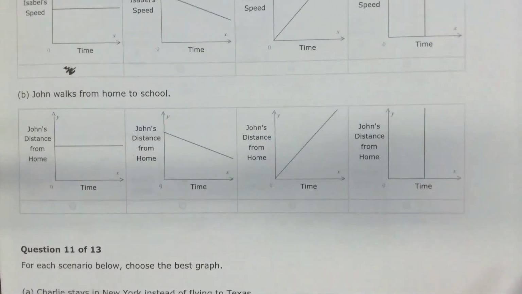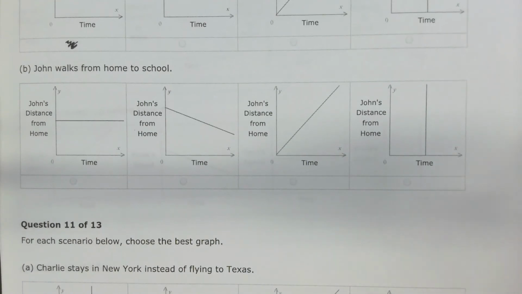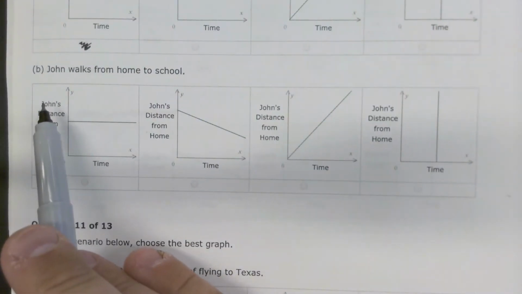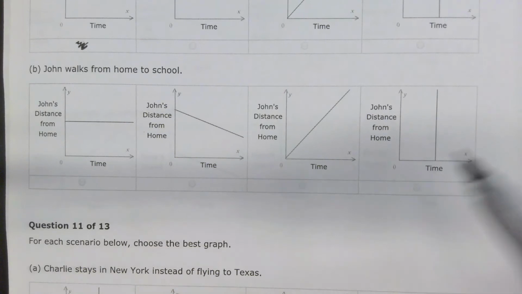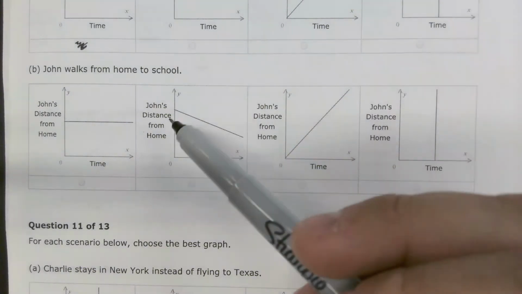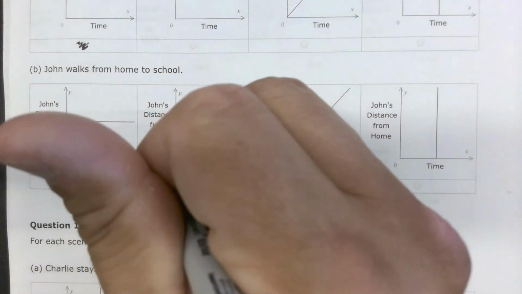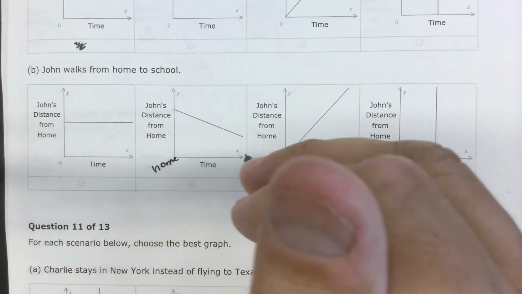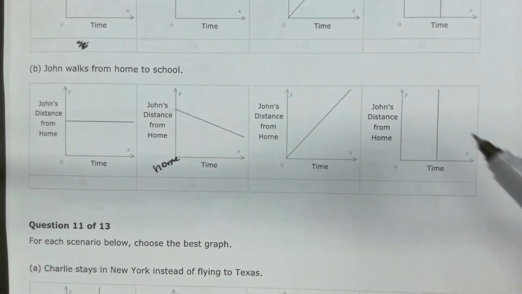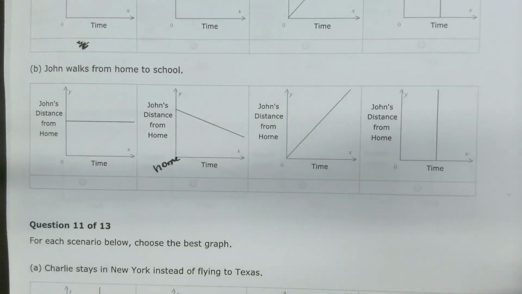Okay. John walks home from school. Look at the y-axis. It says John's distance from home. If we think about it, in this case we'll say that 0, as he's getting closer to x, would be home. So which one of these gets closer to x?